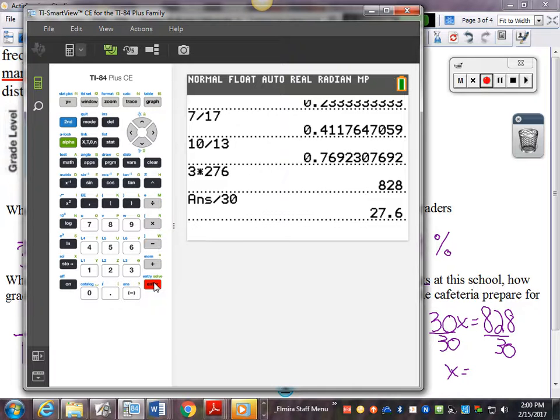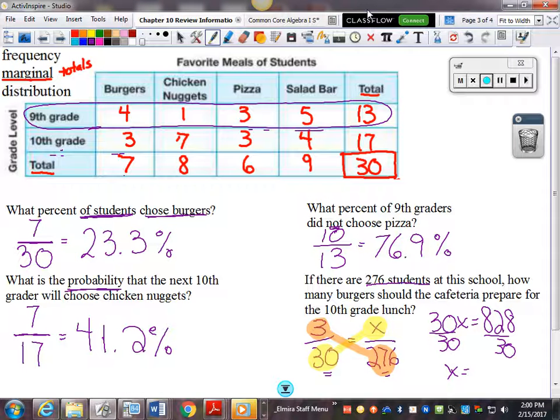Okay, so I get 27.6 as a calculator answer, but we're talking about people here, so I have to round that up to 28. So they should probably have about 28 burger meals prepared for the 10th grade lunch. Okay, now in real life, realistically, I'd probably make 30 even, just in case, you know, I mean, these are only approximations. All right.